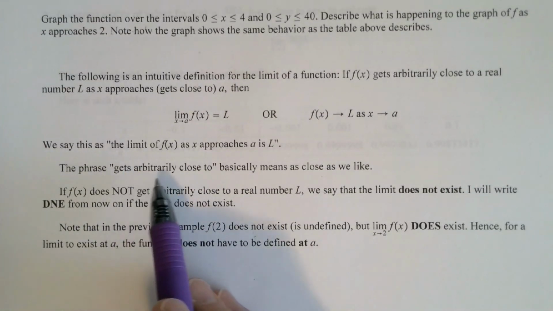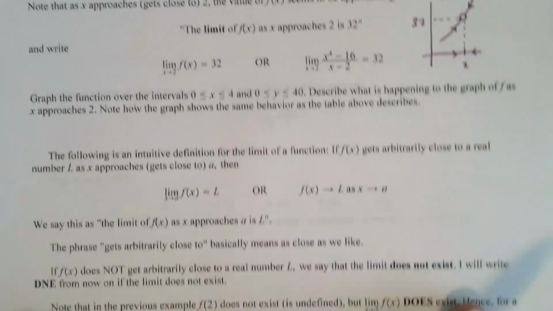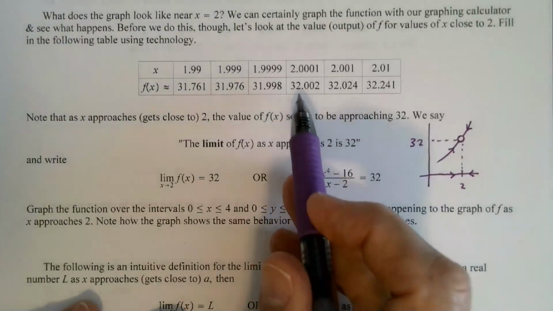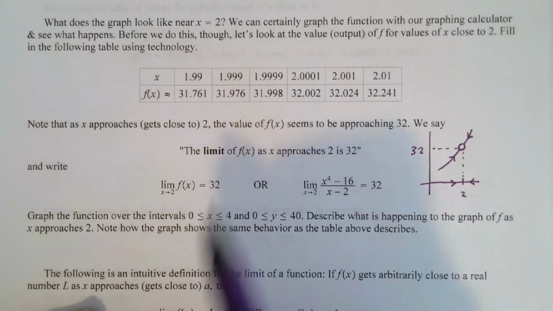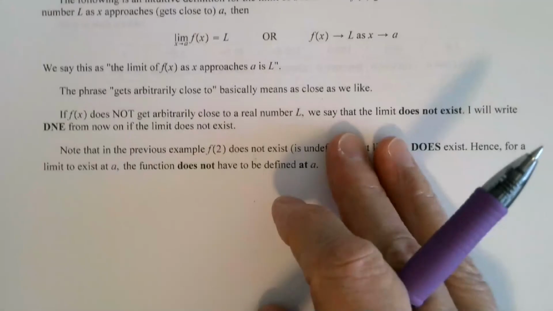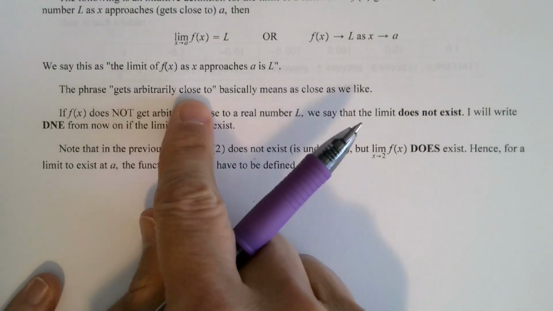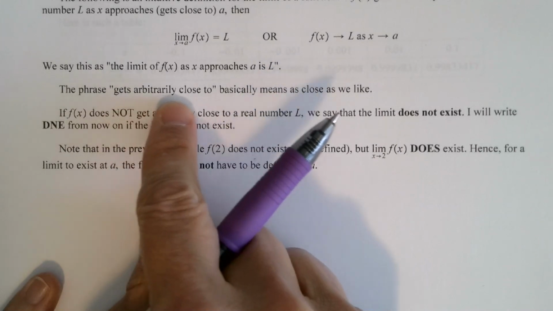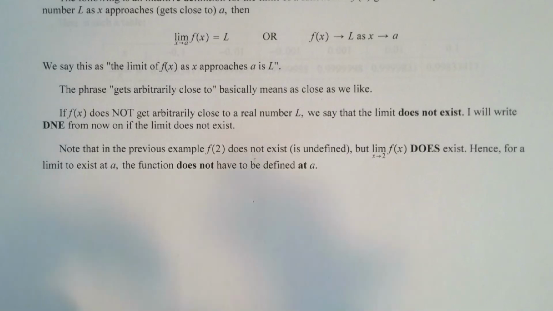And the phrase gets arbitrarily close to means basically as close as we like. So going back to that example here, I can get as close to 32 as I want to by letting x get closer and closer to 2. Right? The closer and closer I get to 2, the closer and closer the function will get to the value of 32. Now, if you're a math major, you would probably want to be interested in a more rigorous definition of this gets arbitrarily close to, the so-called Epsilon-Delta limit definition. And the book does talk about that, and you can look at that.